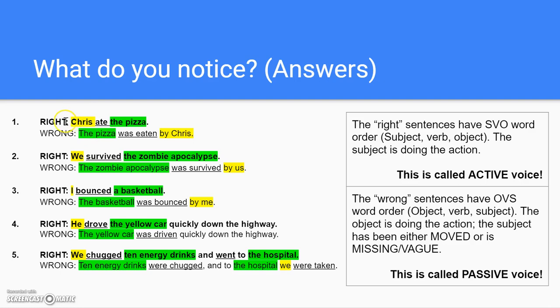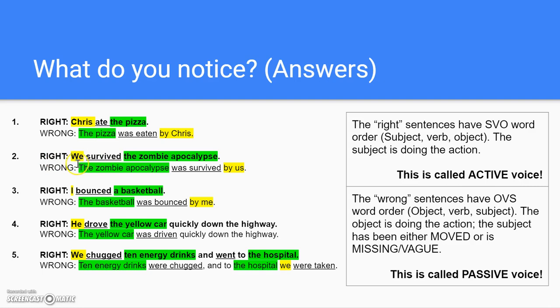For example, if I flip-flop number 1 and move Chris to the end and the pizza up front, now I'm saying the pizza was eaten by Chris. It still has all the needed parts to be a complete sentence, so it's still complete. It's just an awkward word order and is more formal and less direct. And the subject isn't doing the action anymore. The subject has been removed from the emphasis.